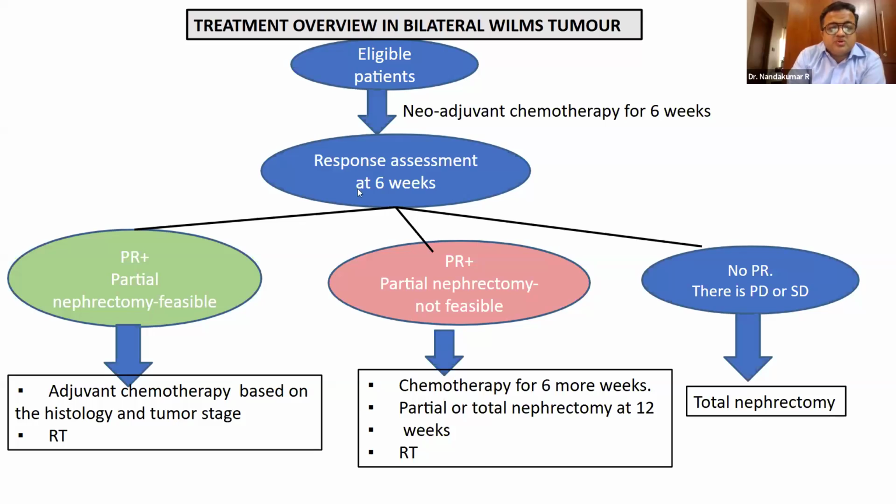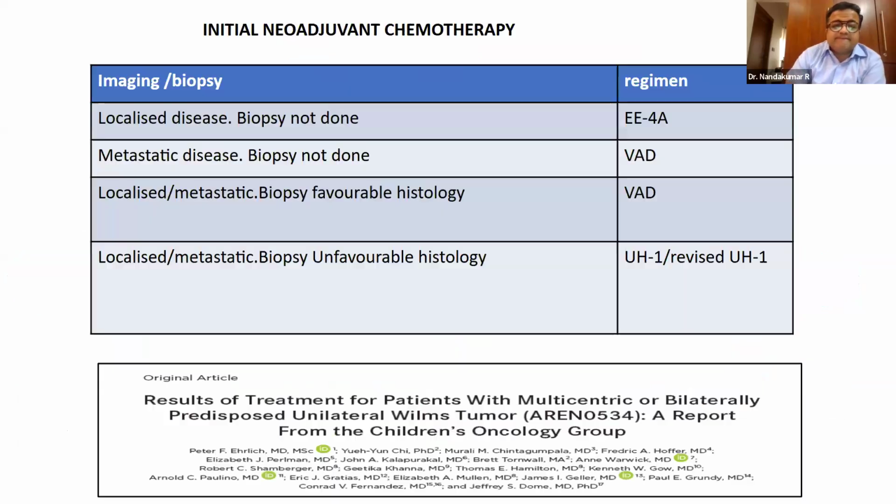Now, if you do not have a partial response at week 6, then you give subsequent cycles and wait till week 12. If you find that nothing is feasible and there is no response, then your plan of management will vary. Now, a few things with regard to the initial neoadjuvant chemotherapy.